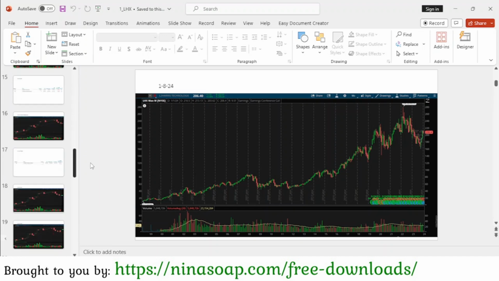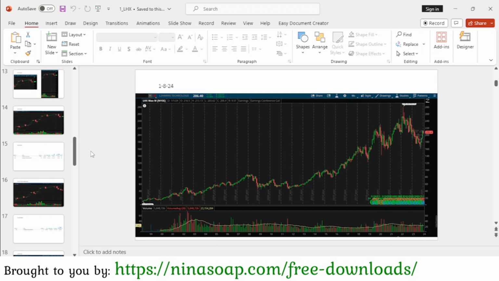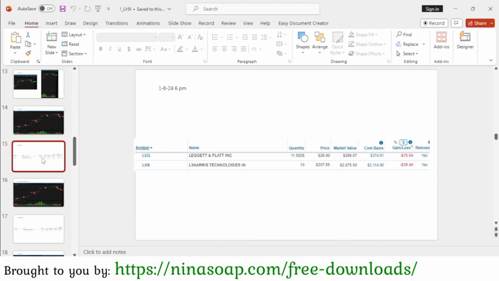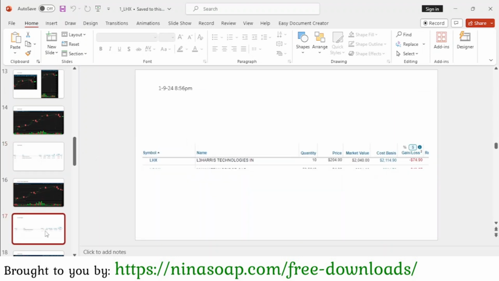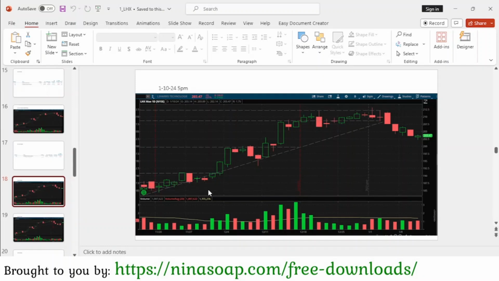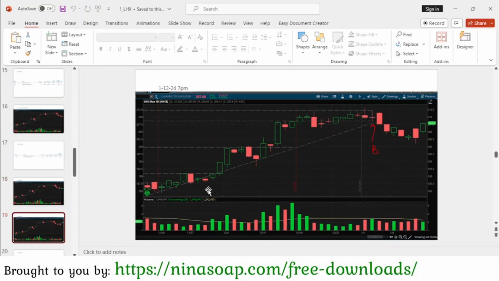Therefore, I do not sell those things for a loss. So where we were here, okay, and that is on the 10th. So now I start showing where I bought it. That's where I bought it, and that's where it was.